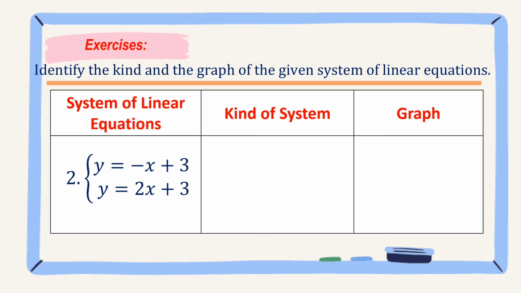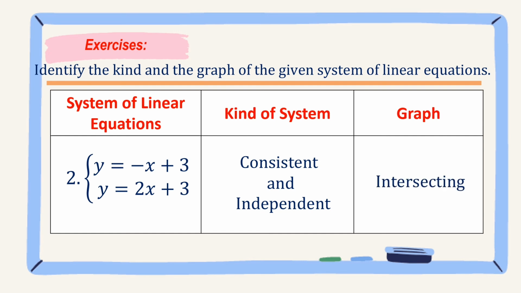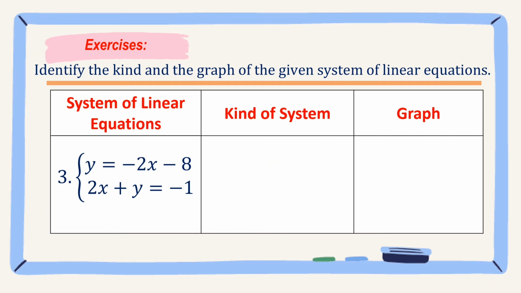Next, number 2. If your answer is consistent and independent, intersecting, then you are correct. Number 3. Inconsistent system, the graph is parallel.